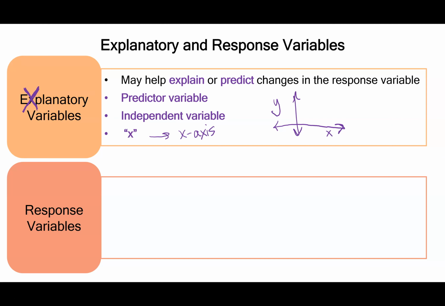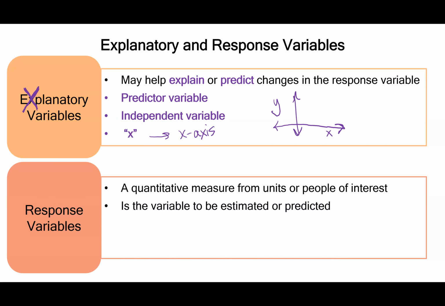The response variable is usually the variable that we're actually interested in making any predictions or estimates about. It comes from units or people, subjects. It's the variable we usually want to be able to estimate or predict. It's dependent, so the idea is whatever is going on with the response variable is going to depend somewhat on what's going on with the explanatory. And it is the y variable. That means it goes on the y-axis.